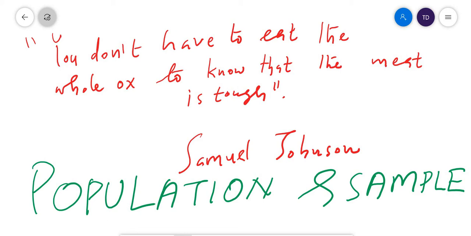Today I am going to discuss one of the most important and fundamental topics in statistics, that is population and sample. To begin with, this is a quote from Samuel Johnson. It's a very nice quote: you don't have to eat the whole ox to know that the meat is tough. From this we can understand why we need a sample from a population.